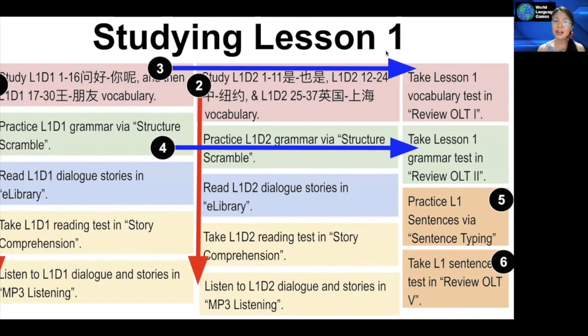And I do not recommend that you skip lessons, because Integrated Chinese has a very good sequence. So if you know all of the lesson 1 vocabulary, you'll be able to read lesson 2. But if you have some gaps in lesson 1, the reading in lesson 2 will be a little bit challenging for you.